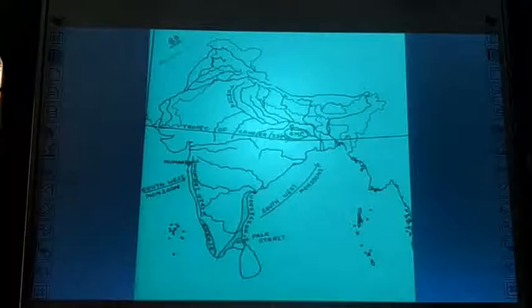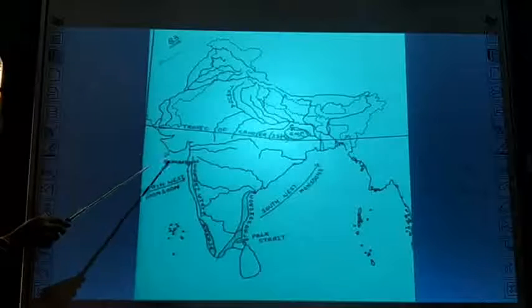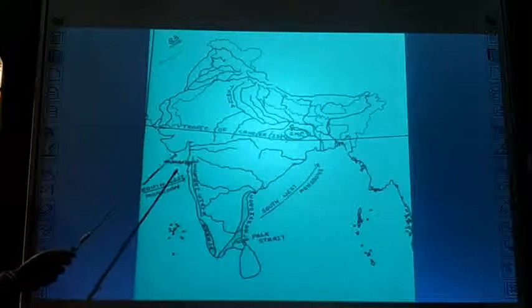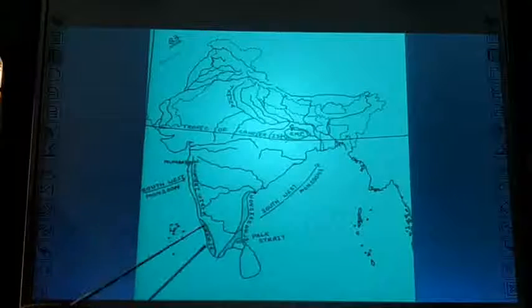Next, mark and name the Western Ghats. Okay, Western Ghats lies here. The Ghats cover the states of Kerala, Tamil Nadu, Karnataka, Goa, Maharashtra and Gujarat.